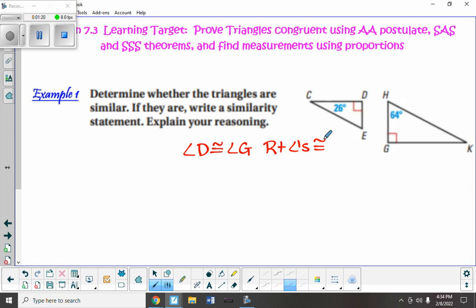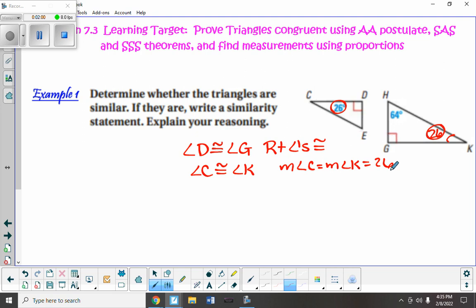Now, let me pull up my calculator here. Let's find the measure of angle K. We know two of the angles, so we'll add those together. 64 plus 90 is, oopsie, my calculator didn't work. That is 154, and if you subtract that from 180, you get 26. Well, look here. This angle's 26, and this angle's 26. So we can say that angle C is congruent to angle K, and that's because the measure of angle C equals the measure of angle K, which equal 26, all right?